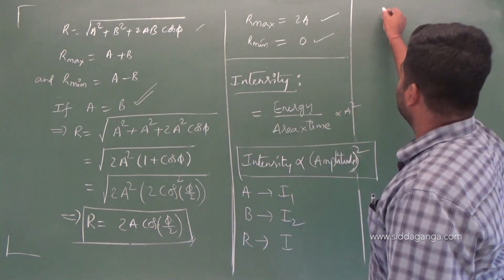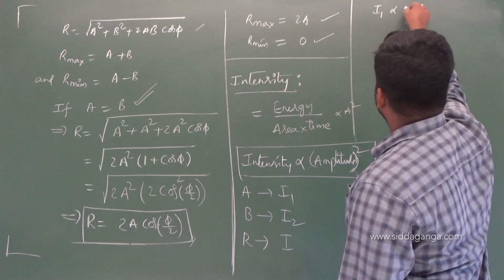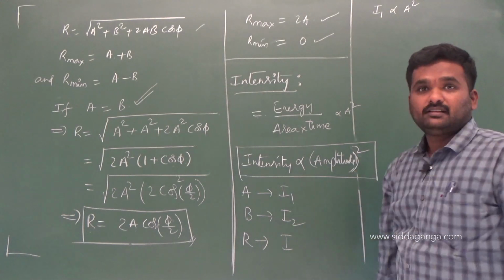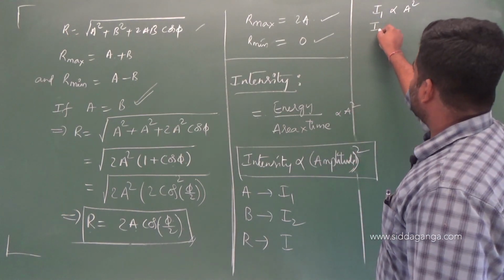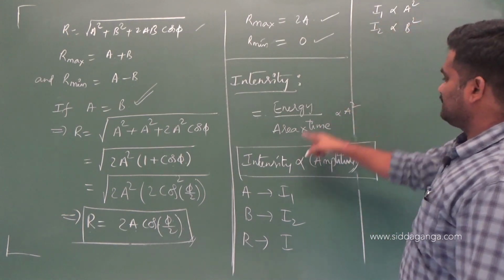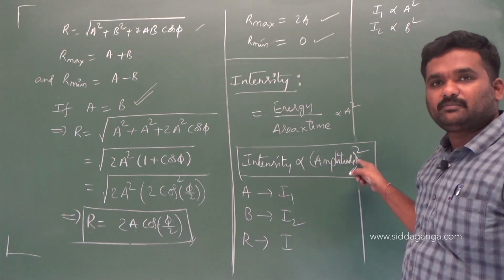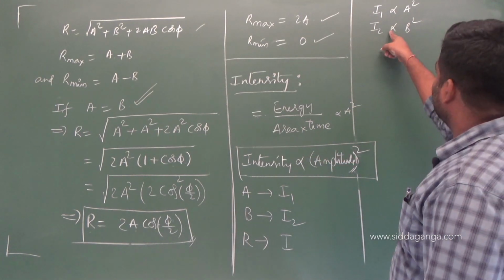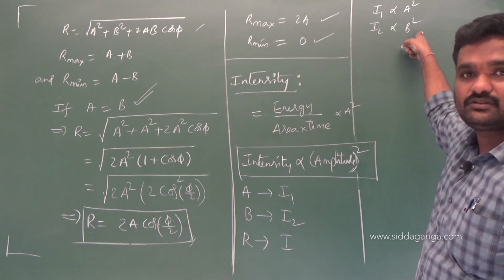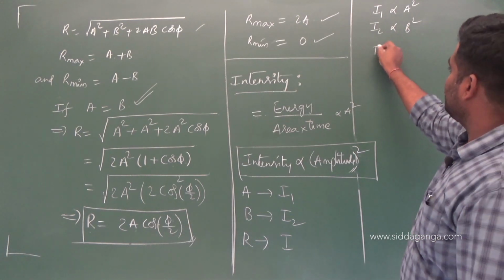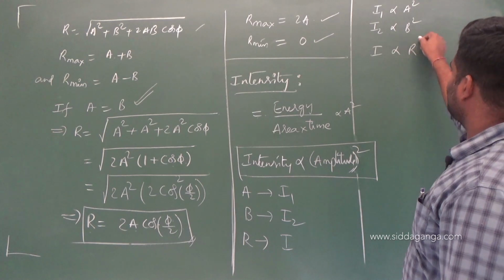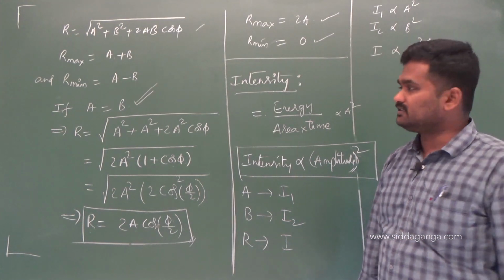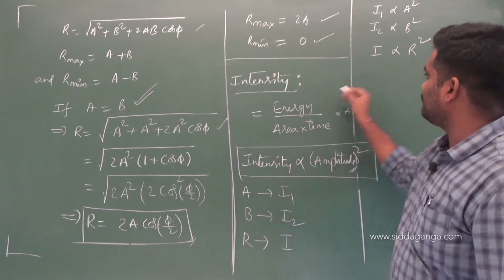Then I1 is proportional to what? A square. And I2 is proportional to what? B square. Why? Because intensity is directly proportional to the square of amplitude, isn't it? So the resultant intensity I is proportional to what? R square.